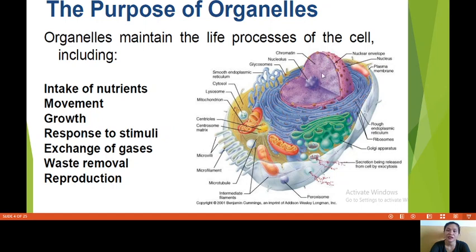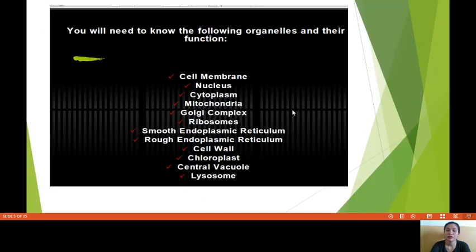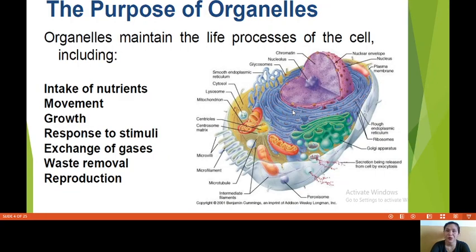Again, these things inside the cell are your so-called organelles, and they have their own function. They have different jobs. They have different work. And those things are very important because they maintain your life processes. So what are those life processes? So we have number 1, intake of nutrients. What do you mean by this?